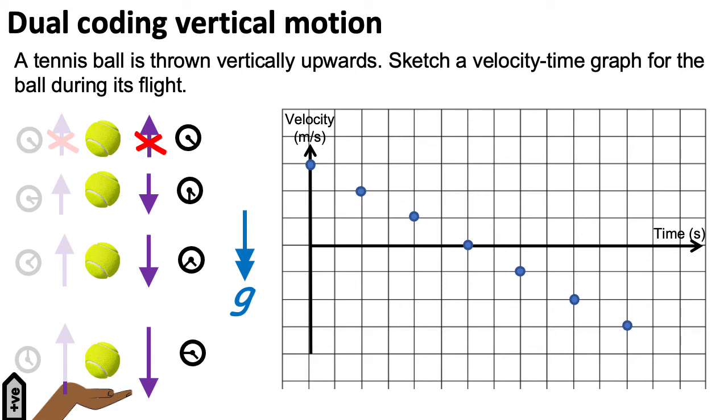And because we know it's acting under the influence of gravity, it's going to be a constant acceleration. So we expect to see a straight line of best fit as shown on the diagram here. And I believe that if you go through this explanation using dual coding, students are much more likely to develop a sound understanding of what's going on than if you don't.